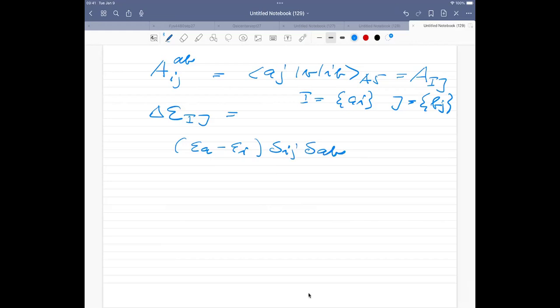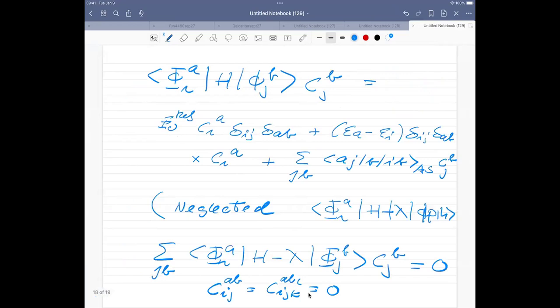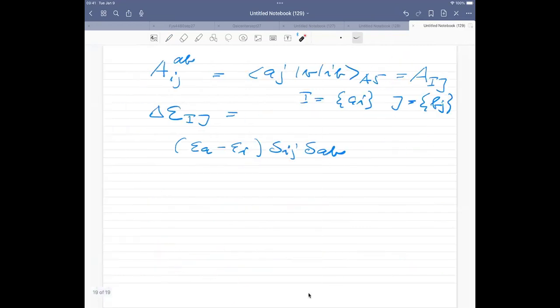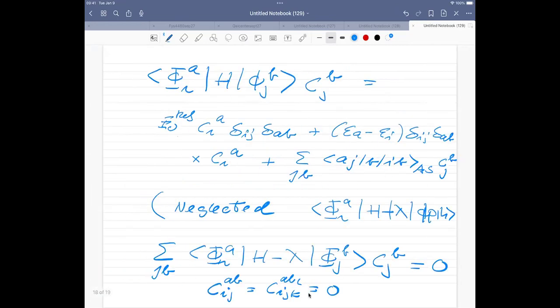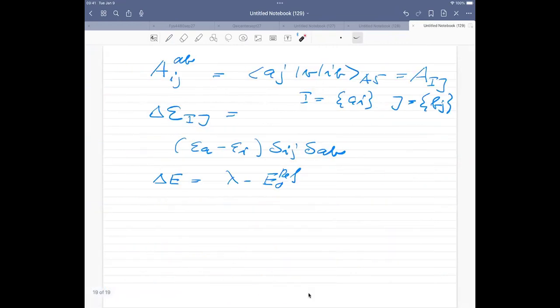If I bring together these terms, I will have a term lambda, which is a constant, and that picks out a case where I has to be equal to J and A equal to B. So when I do this rewrite, if we now define this delta E as this lambda minus the reference energy, which I have from this expression here, then I can rewrite everything as a sum over J.